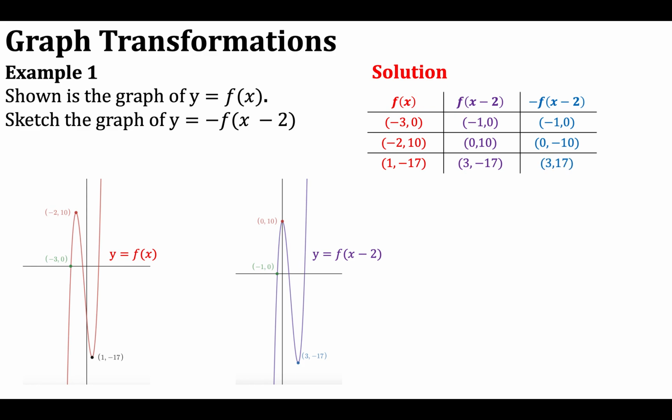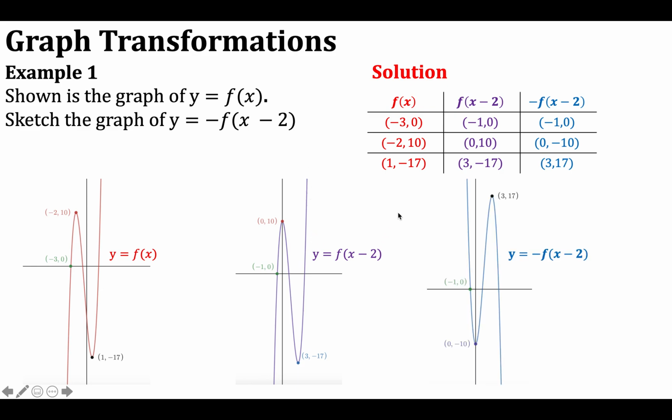So I can plot those points, and if I think about what this is going to look like, when I multiply f of x minus 2 by negative 1, it results in a reflection across the x-axis. So I'm keeping the same shape of my curve, but it's being reflected, so it's sitting the other way. You can see that there. And that is our final answer, our final graph. So it's y equals negative f of x minus 2.